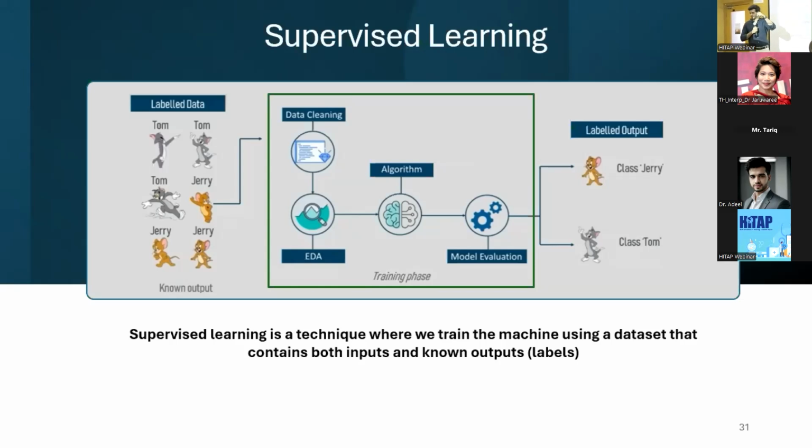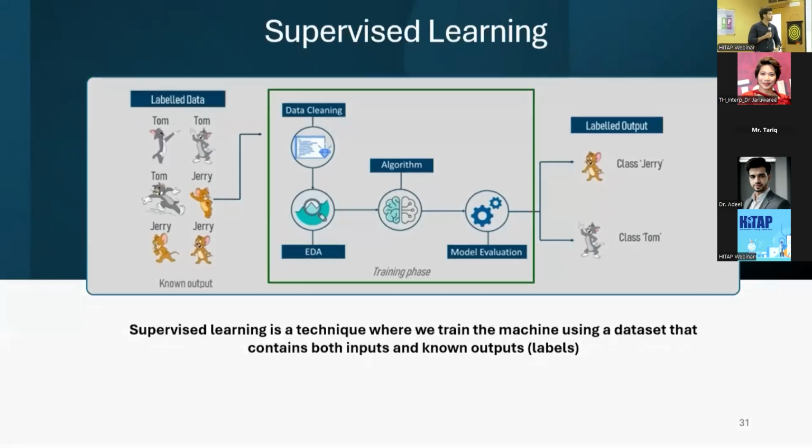The machine will extract some information features, and after that, we will give the new data that will not have a label, that will be just the object. And we will ask the machine, okay, what is this? And the machine will predict that, okay, this is Jerry and this is Tom. Hope you understand the concept of supervised learning. Now let's move to unsupervised learning.